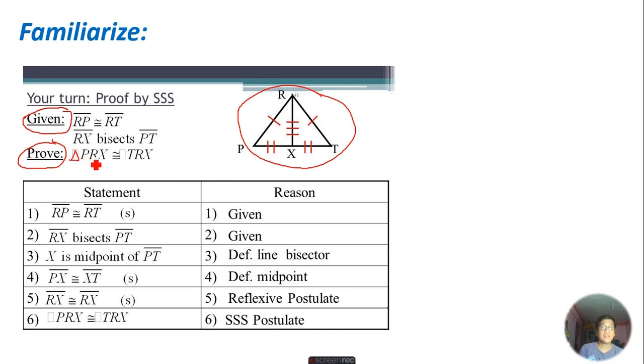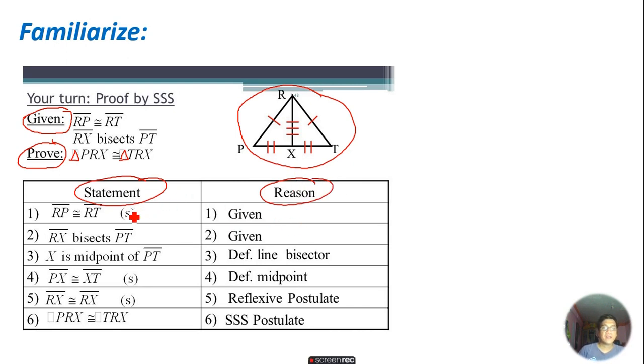So, prove that triangle PRX is congruent to triangle TRX. That's the thing we're going to prove. Because it is called a two-column proof, we have a table with two columns. One column is the statement, and the other is the reason.